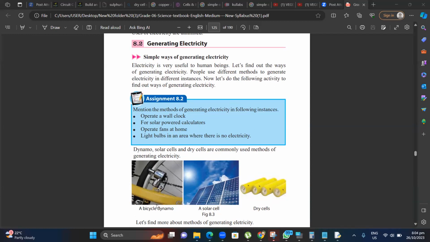So one thing is kinetic energy. A dynamo can be rotated either using kinetic energy or using water or using wind or using tidal waves, right? All these are possibilities.